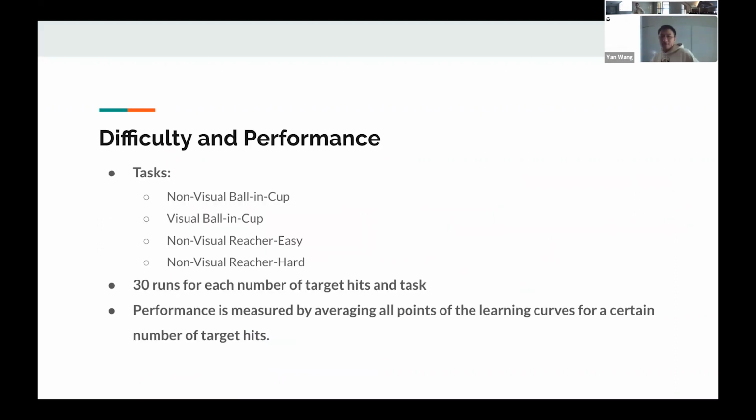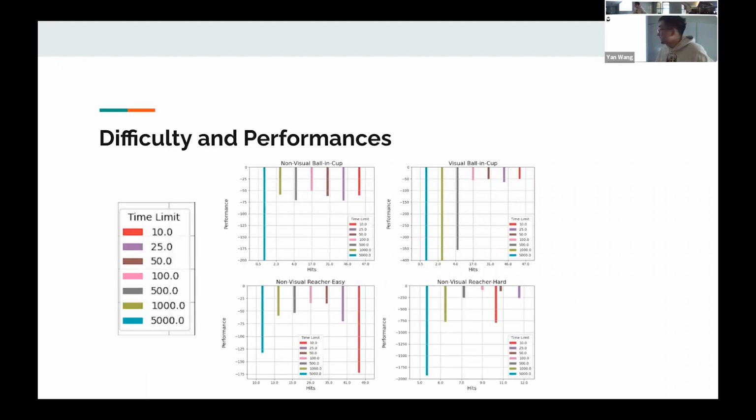So next, we tested whether the number of target hits affects the training performance. The tasks we used for this purpose are non-visual boring cup, visual boring cup, non-visual richer easy, and non-visual richer hard. For each number of target hits and environments, 30 test runs were performed. The learning performance is measured by averaging all points of a learning curve for a certain number of target hits. The results are shown here.